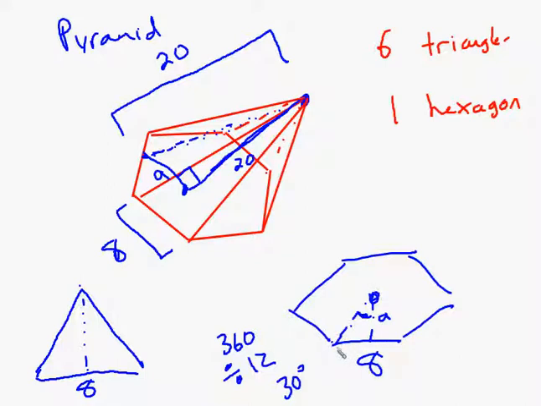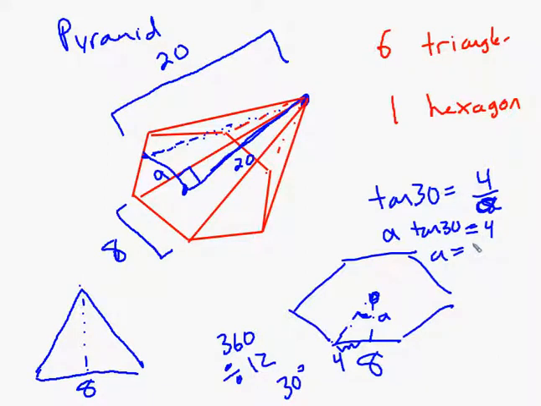I need the apothem. Now this length right here is 4. So I'm going to get the apothem. So tangent of 30 equals 4 over a. Not 8. So I cross multiply. 4 divided by tangent 30 is going to get you 6.928. And a is what? 6.928. Easy. Okay.